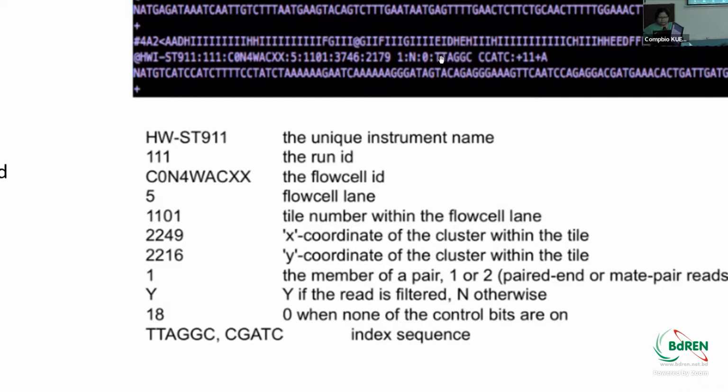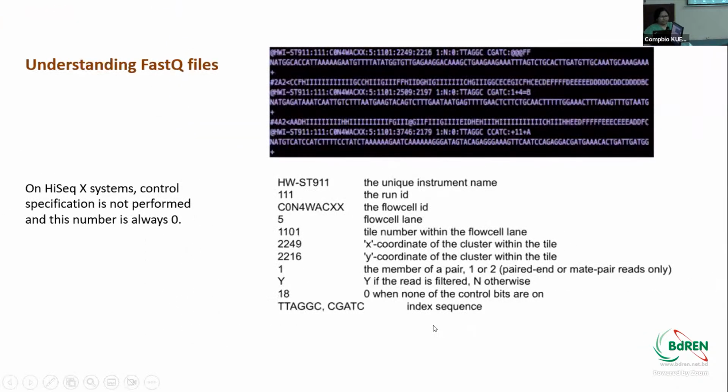The latter one, these are the index sequence that we put with the library. So the 18, this one mostly here is 0 when none of the control bits are on. So in HiSeq X system, control specification is not performed and this number is always 0. But if there is control specification, then this number may vary, 18 or 23, it can vary.